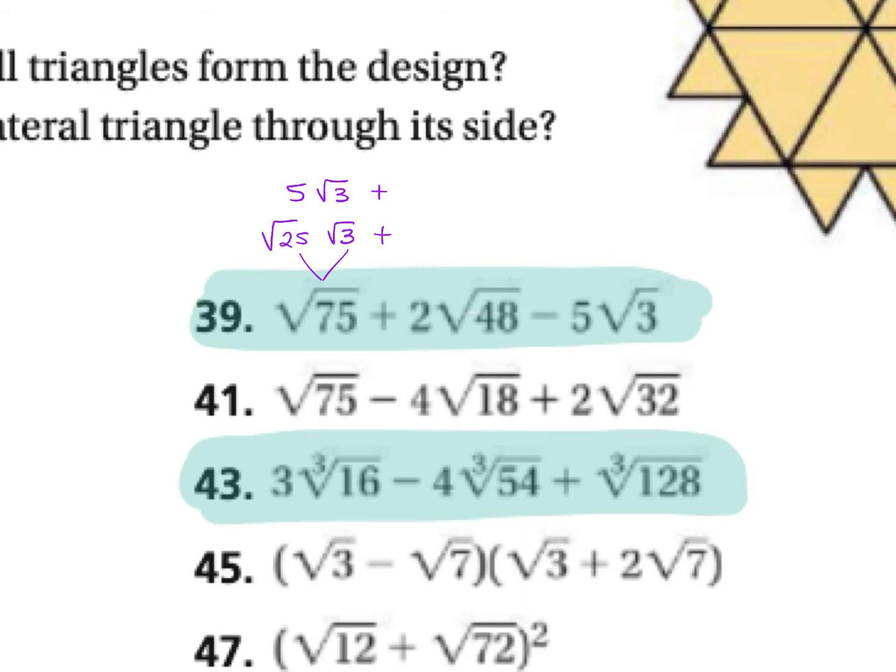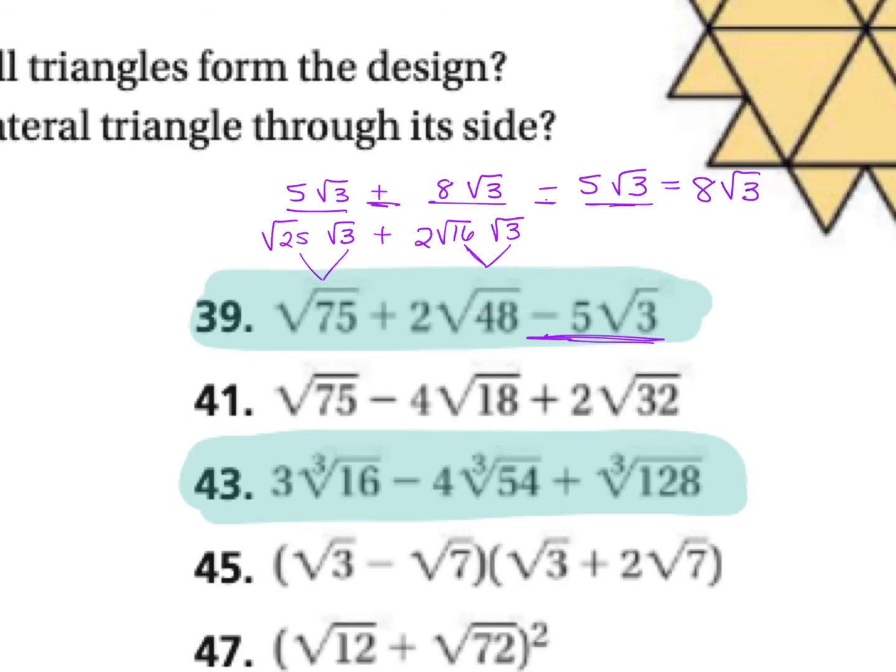plus, and then the square root of 48, we're going to go 2, and then 16 and 3. So that's 2 times 4, or 8, times the square root of 3, and then minus 5 times the square root of 3, just like you see here. So 5 rad 3 plus 8 rad 3 minus 5 rad 3 is going to be 8 rad 3.